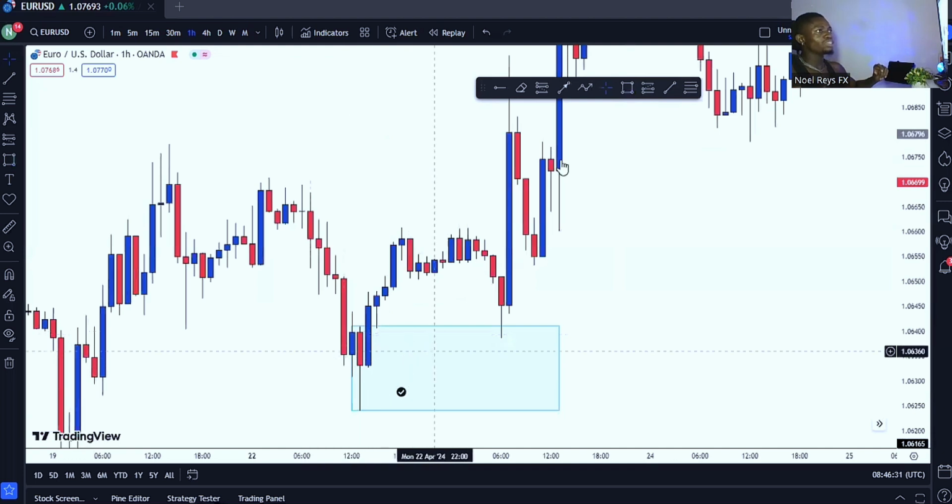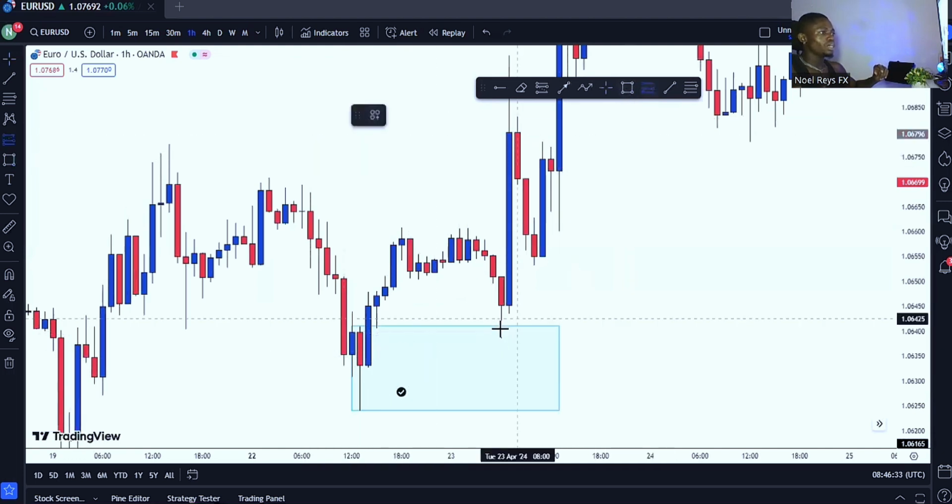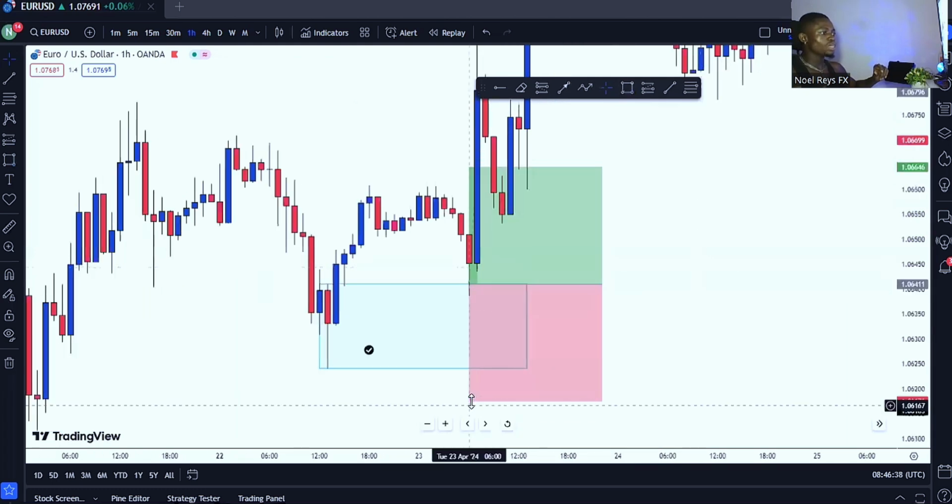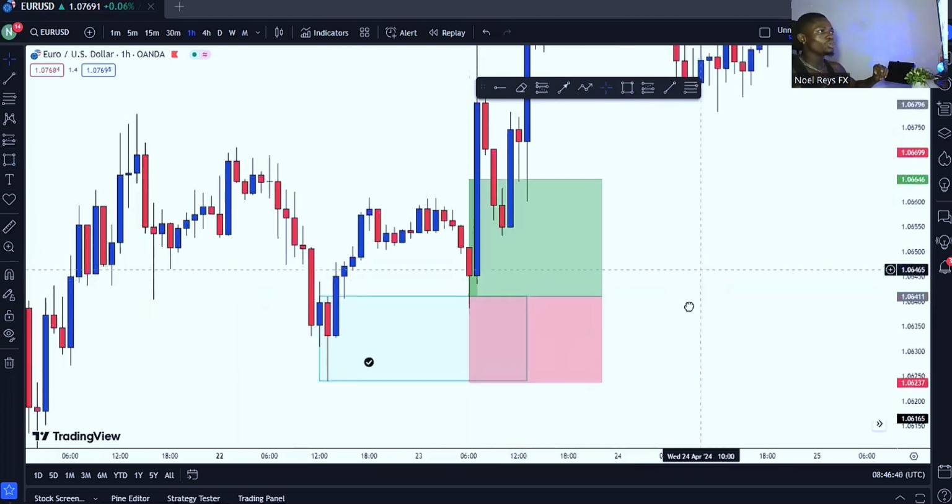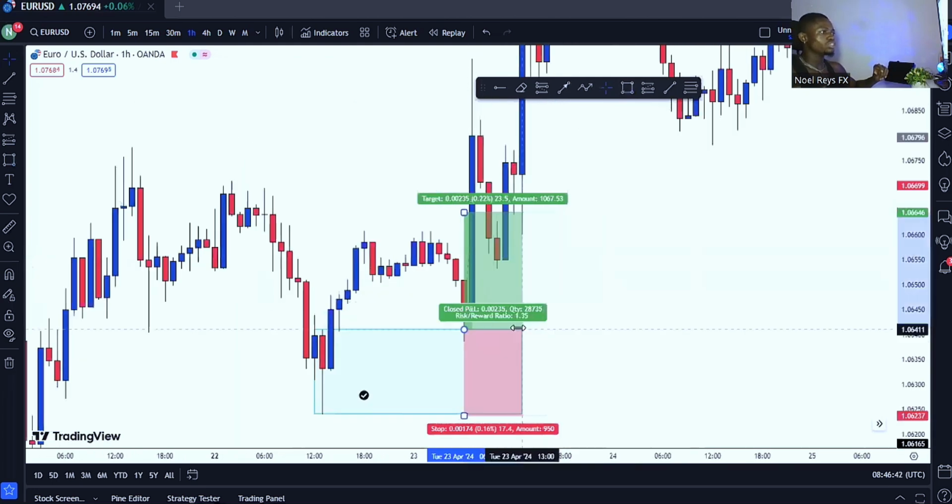And you can see when you mark it out, you set your buy limit order and you wait. You're going to be very, very patient. If price comes into that zone, you buy. If it does not come into the zone, wait.